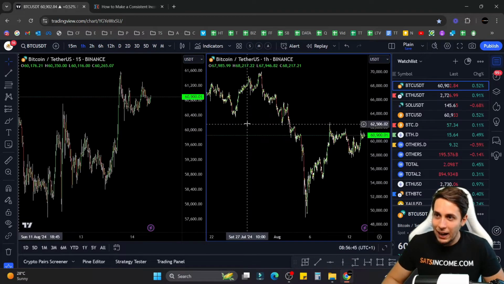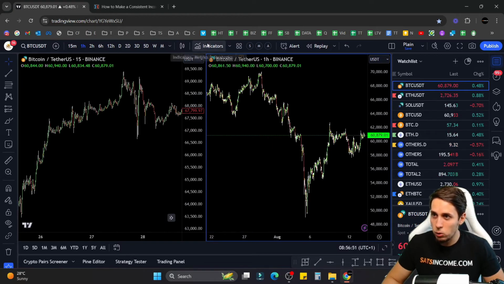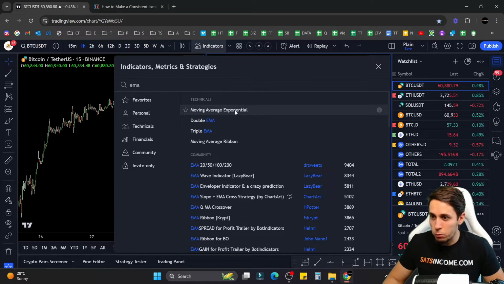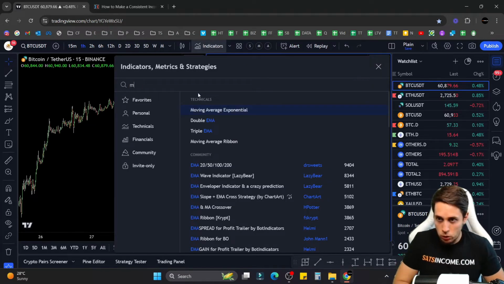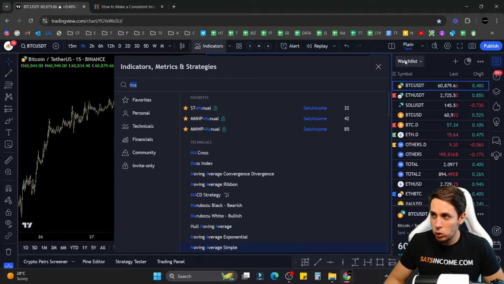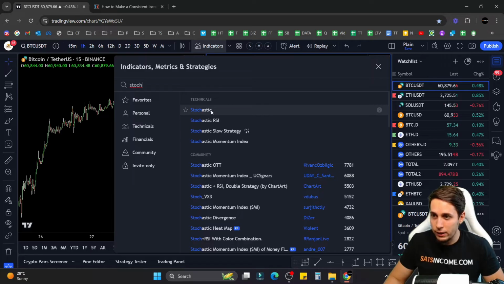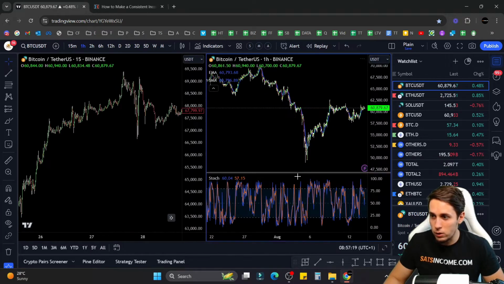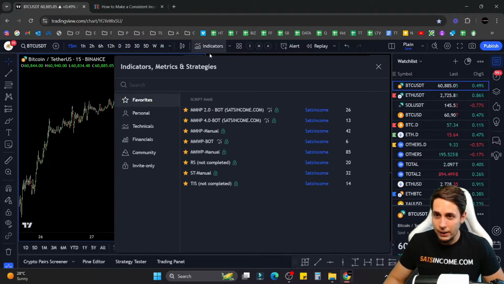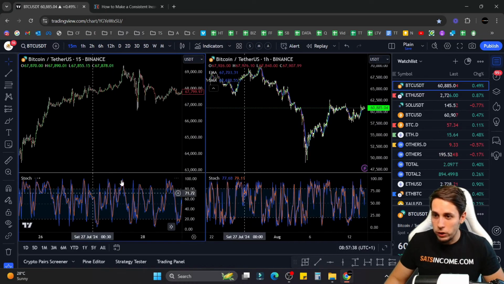Now we're gonna start adding the indicators. We're gonna start with the right chart. You will select it and then you will click on indicators and search for EMA, moving average exponential. You're gonna add one. Then you will search for MA, moving average simple. All the way down here, you will select it. Then you will search for stochastic. Right here, the first one, you will select this one as well. Then we're gonna select our left chart right here. We're gonna select indicators one more time and we will add the stochastic on this chart as well.